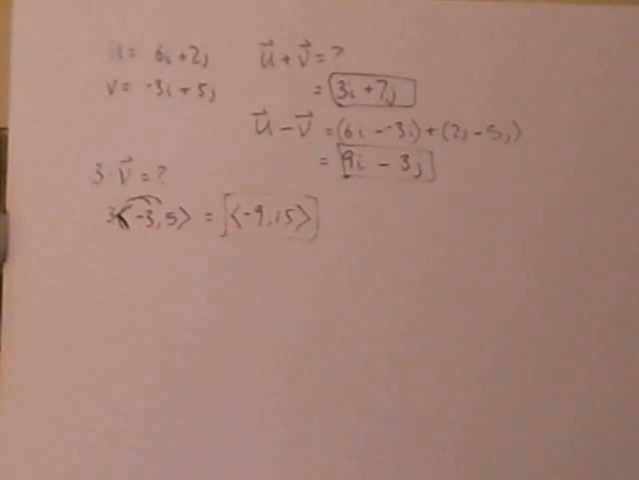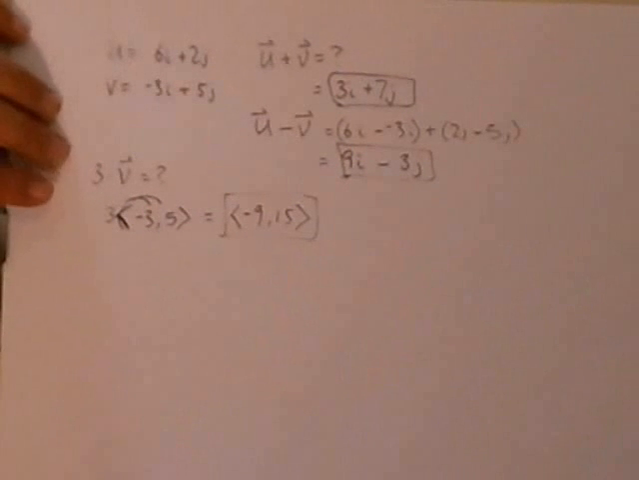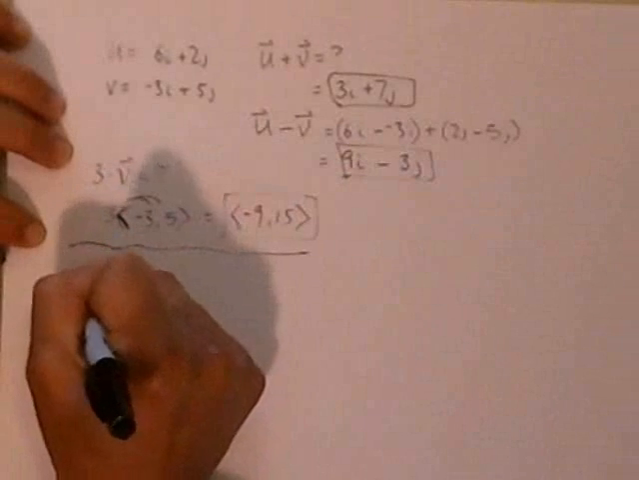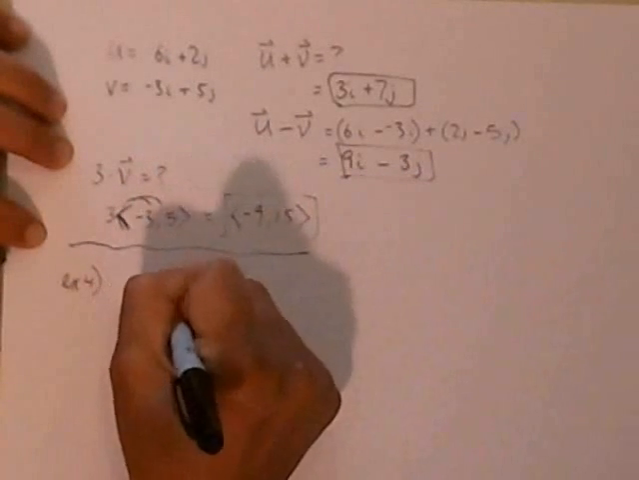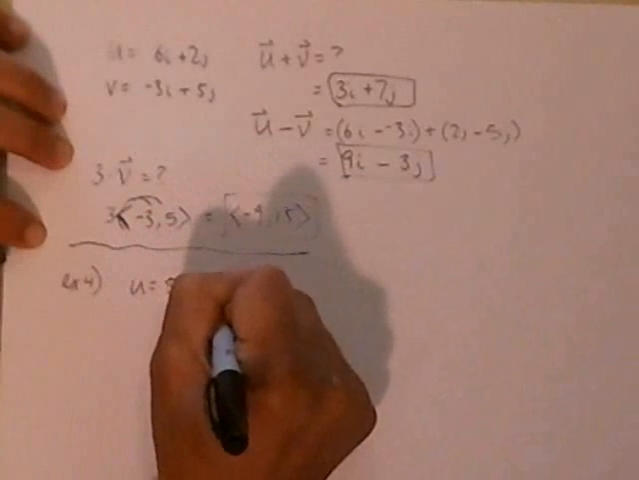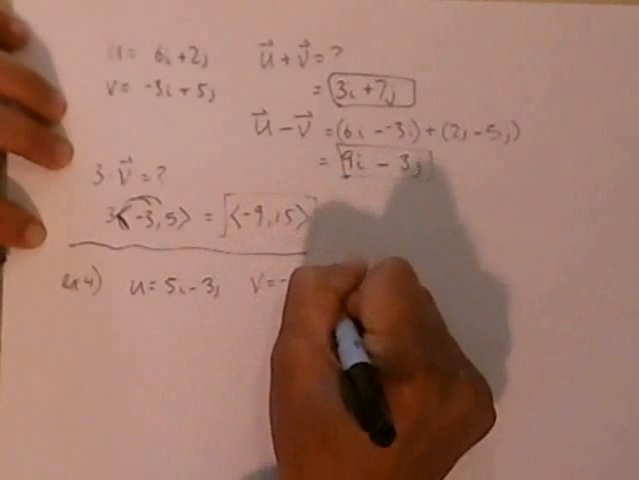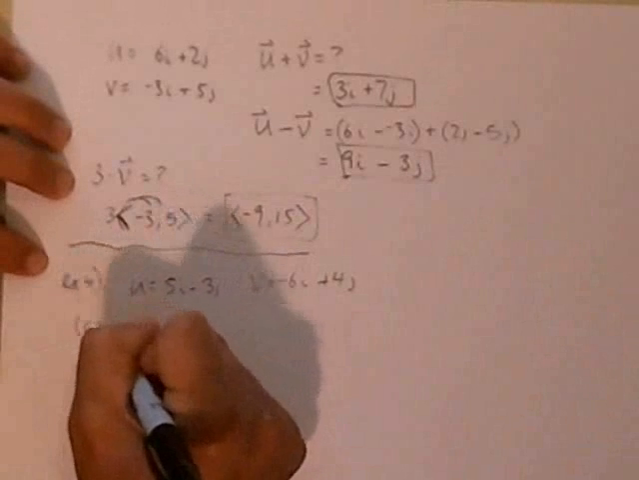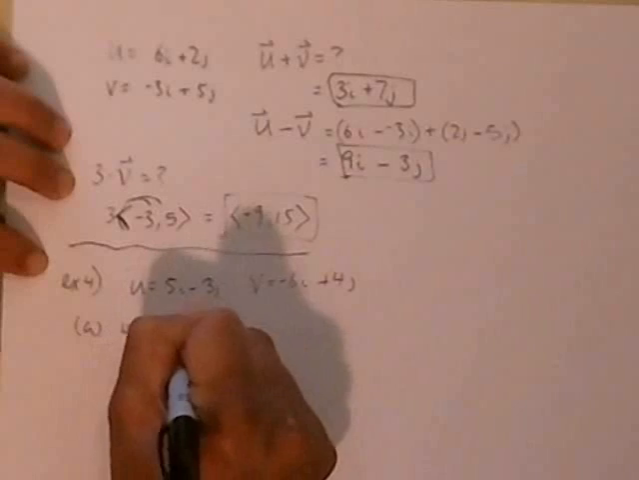I'm going to do some more examples for you. Make sure you understand how to add and subtract vectors. So one of the examples that they give you, example 4, in this case, is: let vector u equal 5i minus 3j. Let vector v equal negative 6i plus 4j. And part A says find the vector 4u plus 5v.